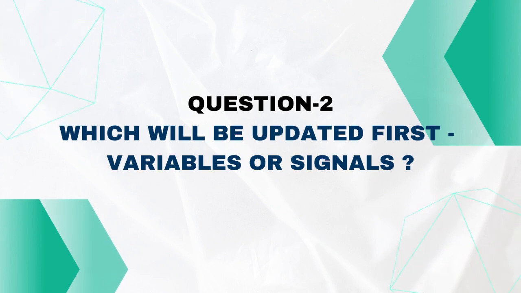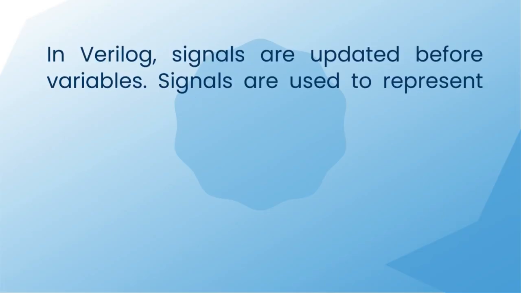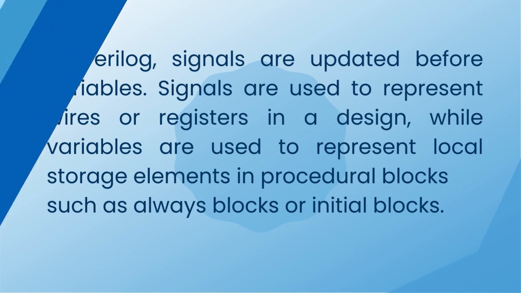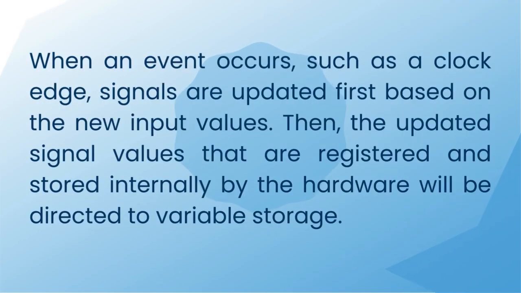Here comes the second question. Which will be updated first, variables or signals? You can pause the video and think on this. In Verilog, signals are updated before variables. Signals are used to represent wires or registers in a design, while variables are used to represent local storage elements in procedural blocks such as always blocks or initial blocks.